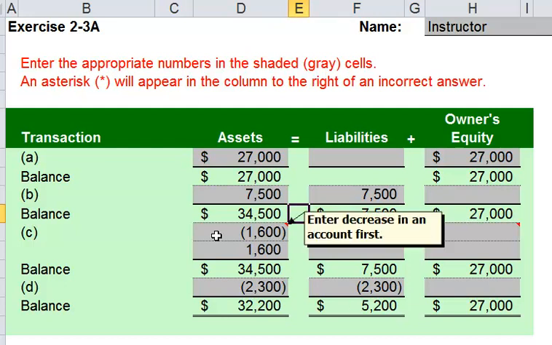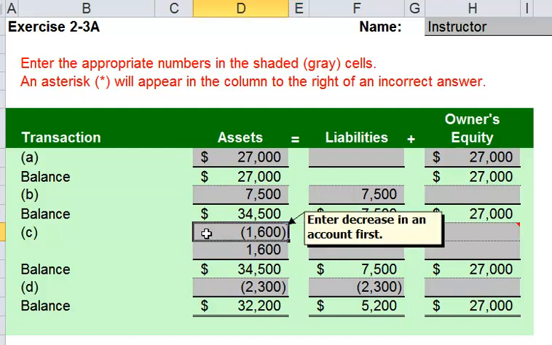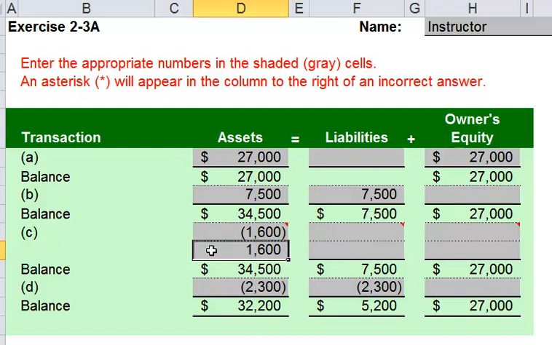Then in transaction C, we bought some office equipment again, but this time we paid cash for it. So office equipment and cash are both assets. So what's happening in this scenario is we're exchanging one asset for another. So we are decreasing our asset cash, but then we're increasing our asset office equipment. So what happens is technically these cancel each other out, so you really have 0 equals 0 plus 0. And then our balance also remains balanced.